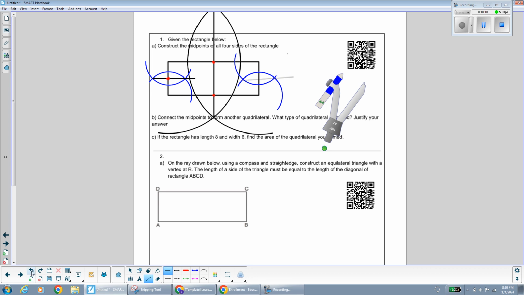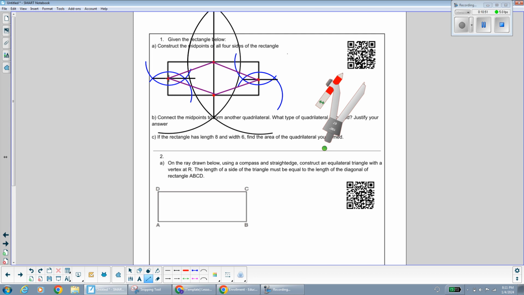I connected that one really badly. Let me try that one more time. Okay. And now that I have the midpoints of all four sides of this rectangle, I'm just going to connect them together to form a quadrilateral. And the question is, what kind of quadrilateral is this?